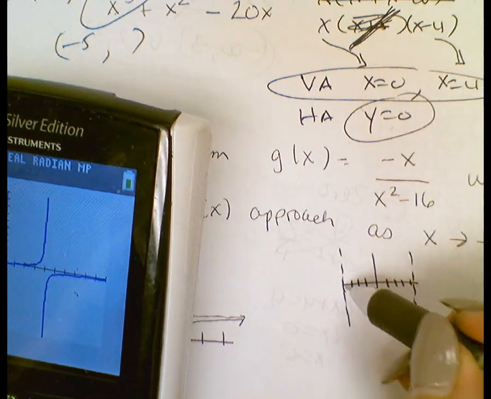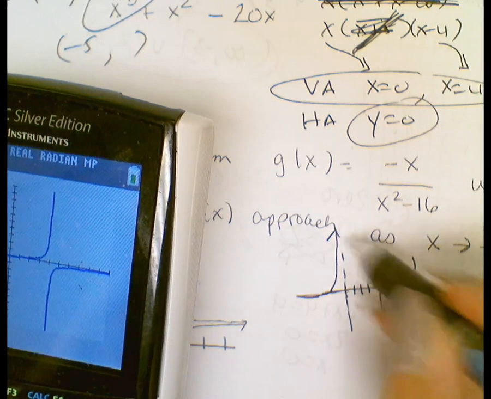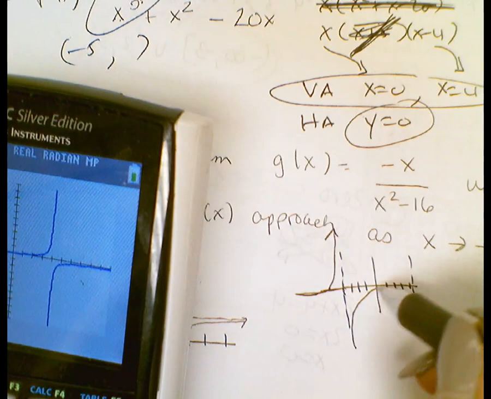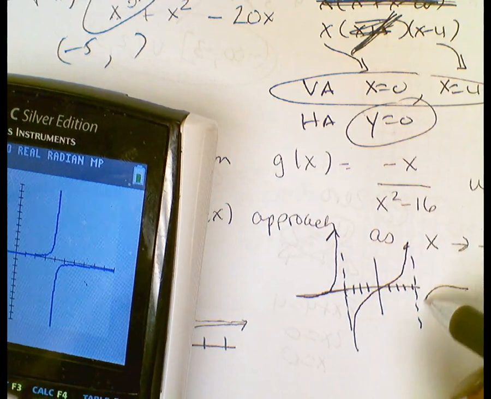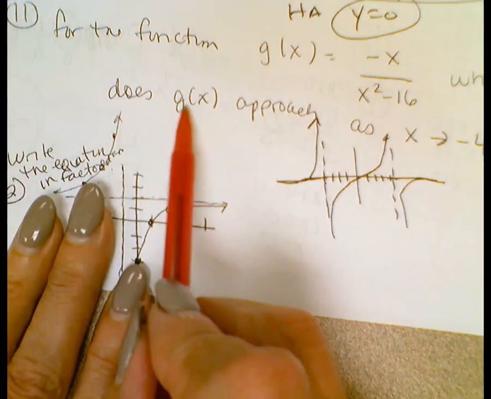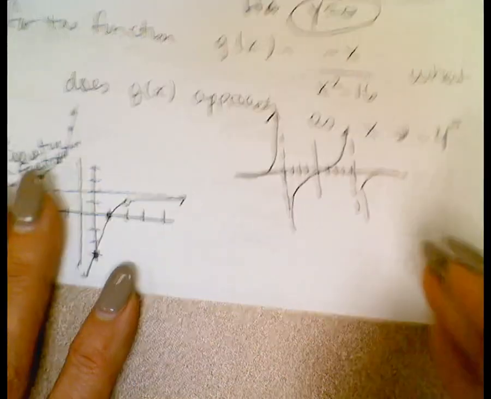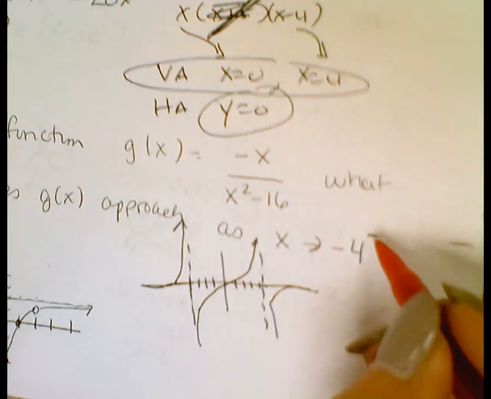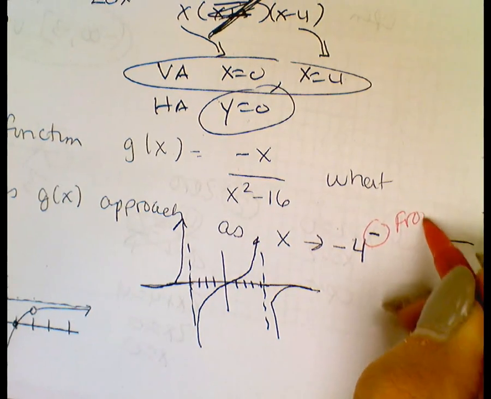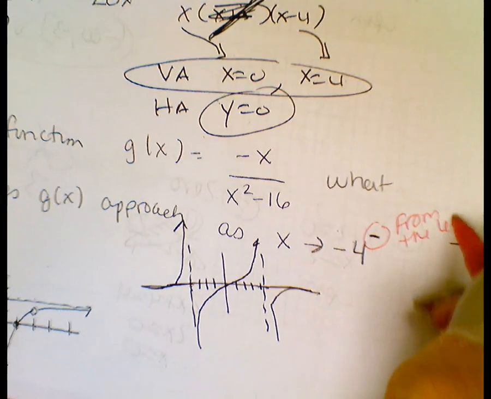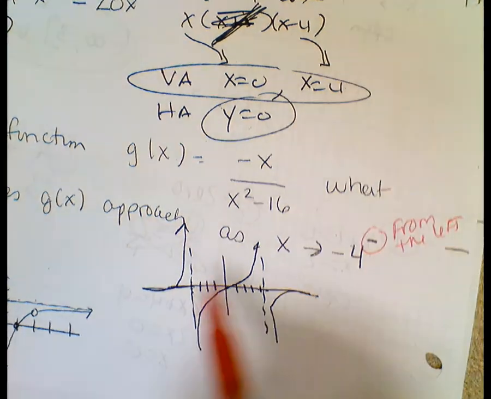Okay, so it looks like this. So the question is, what does this function approach as x approaches -4? This is as x approaches -4 from the left. That's what this negative means. From the left. So put your curve in here.